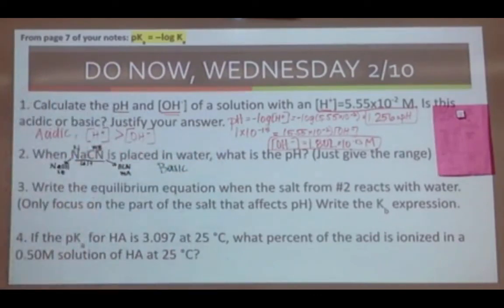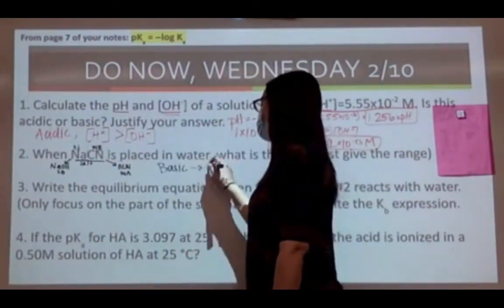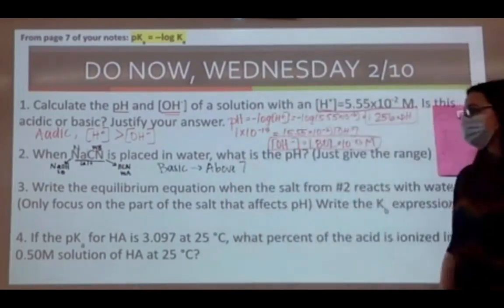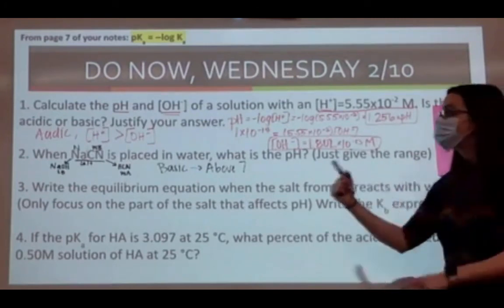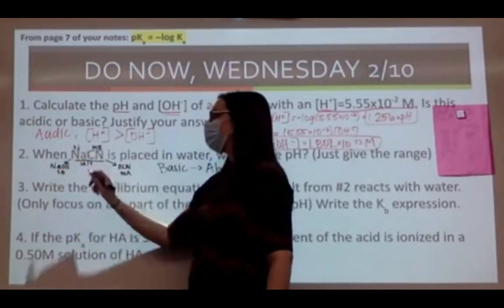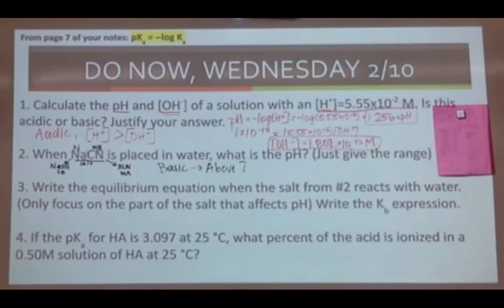Now it said to give the range of pH. Well, if it's basic, we expect the pH to be above 7. Where above 7, we don't know. But we know that this is going to be a basic salt. Na plus is neutral, not going to affect the pH. CN minus is a conjugate base of a weak acid, so CN minus is a weak base. So the pH we expect to be somewhere above 7.